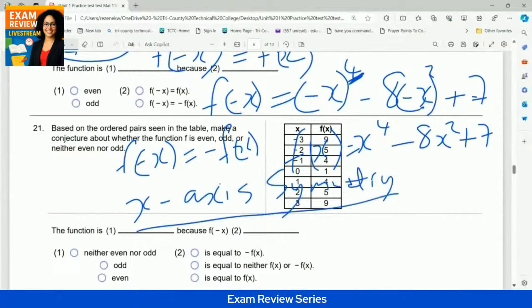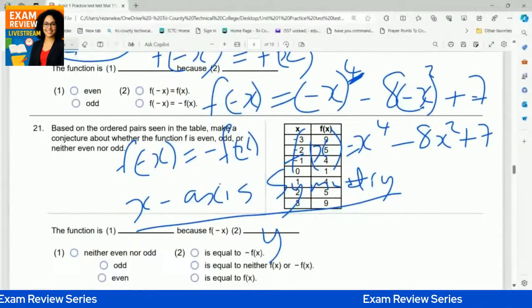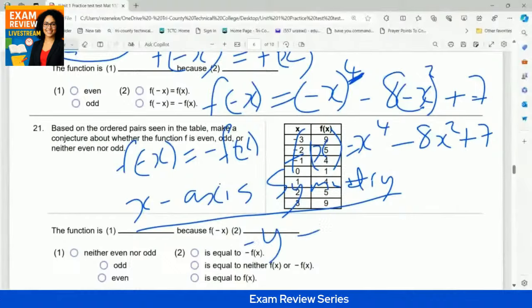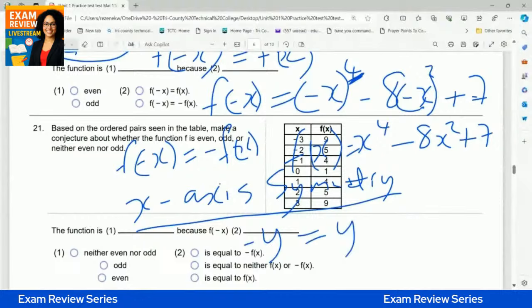X-axis symmetry is whenever you have y and you change the sign of y and it gives you the same as y. In other words, you are changing the value of the function. If you have y and you change it to negative and it gives you back y, that function has x-axis symmetry. So when you are looking for x-axis symmetry, change the sign of y. If it gives you the same, it has x-axis symmetry.